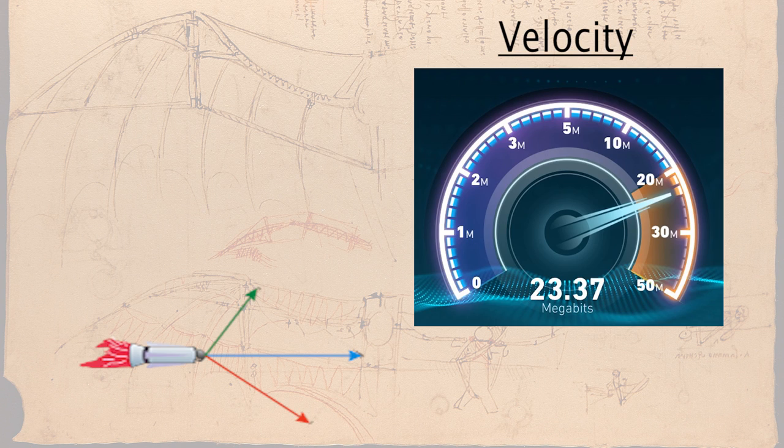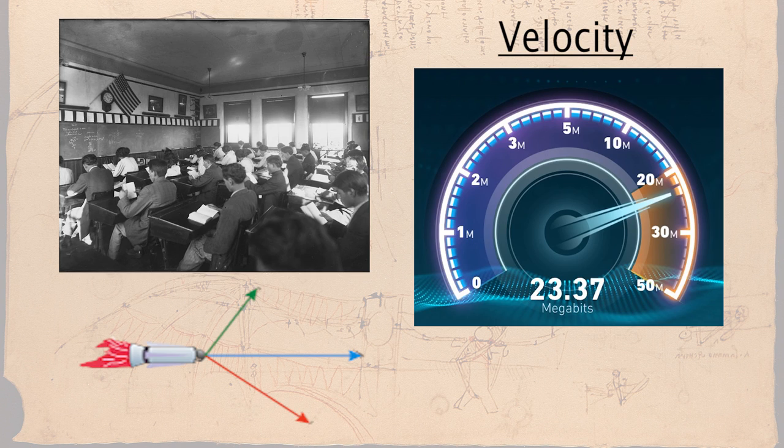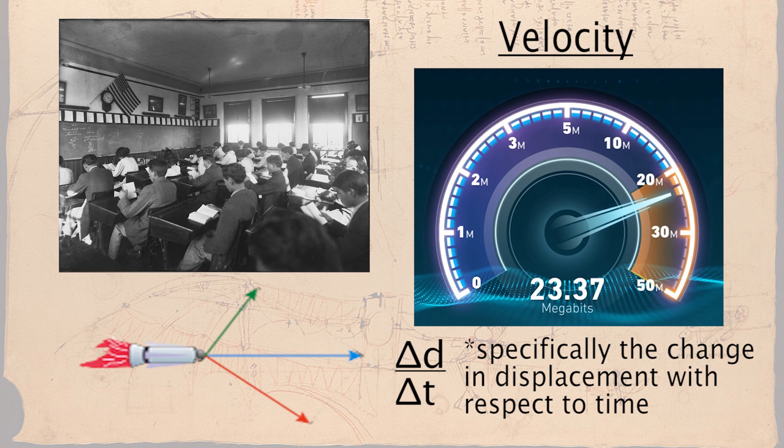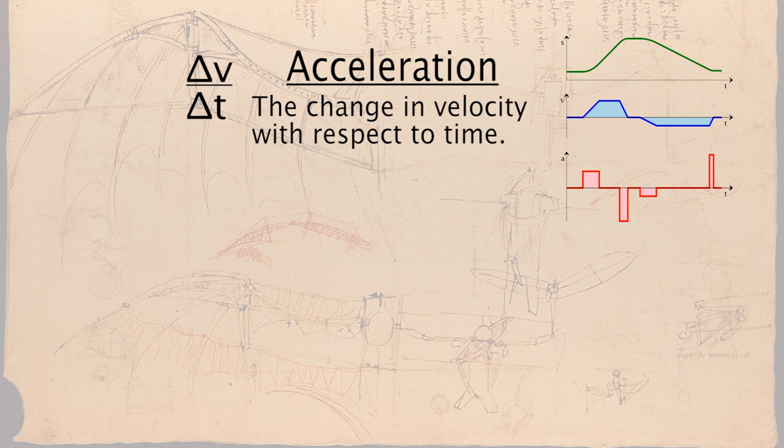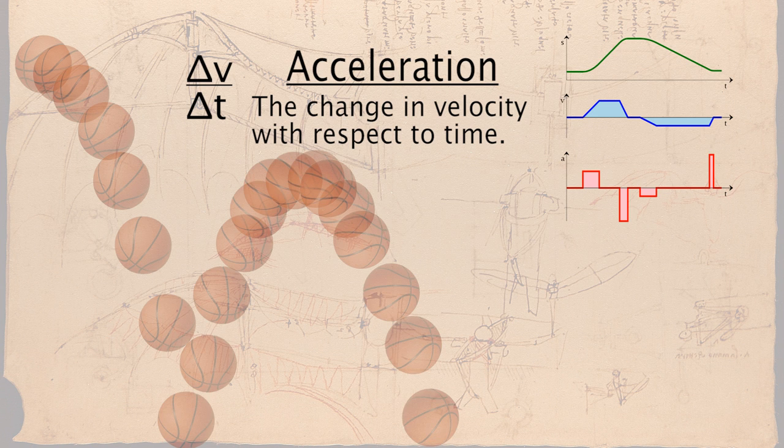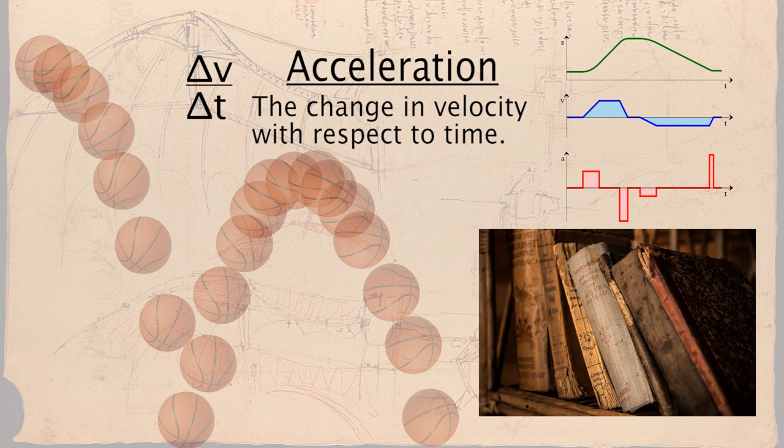Velocity is one of the first things taught in any introductory physics class. It is simply the rate of change of an object's displacement. Then acceleration is the rate at which velocity changes. And this is where most textbooks stop.